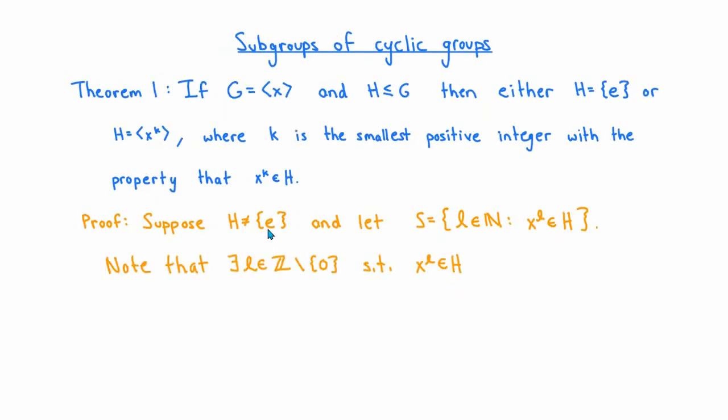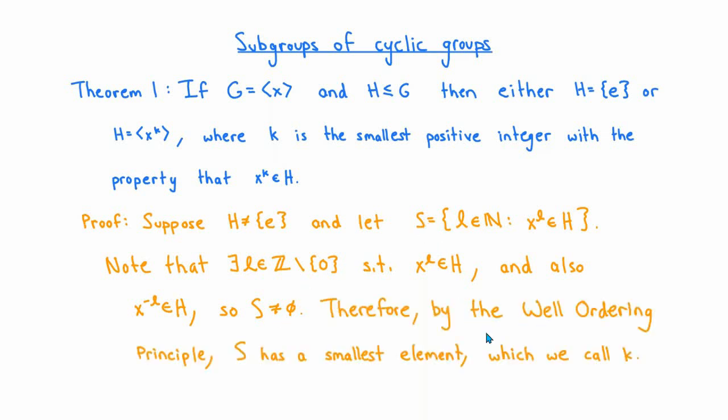Well, since H is not the trivial subgroup, there must be a non-zero integer L with the property that x to the L is an element of H. Now, if that non-zero integer L happens to be a positive integer, then right away we know that the set S is non-empty. But even if the integer L that we chose happens to be a negative integer, since H is a subgroup of G, we know that it's closed under inverses, so if x to the L is in H, then x to the minus L is also in H. And if L is negative, then minus L is positive. So either way we conclude that the set S is a non-empty subset of the natural numbers. Well then, by the well-ordering principle, we know that S has a smallest element, and that's the smallest element which we call k, as in the description of the theorem here.